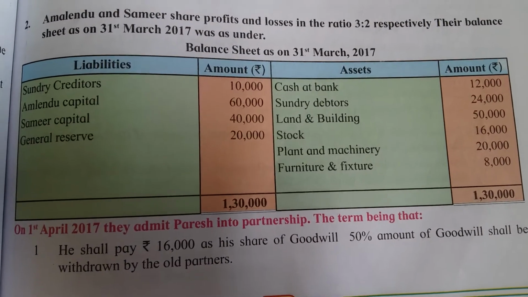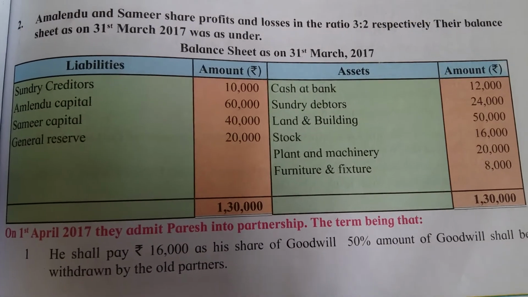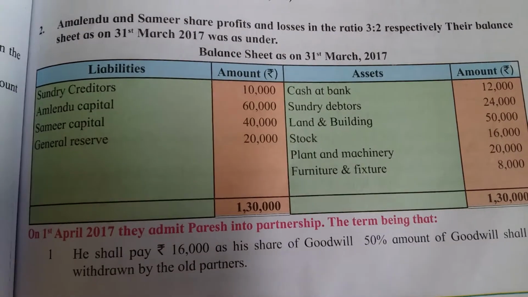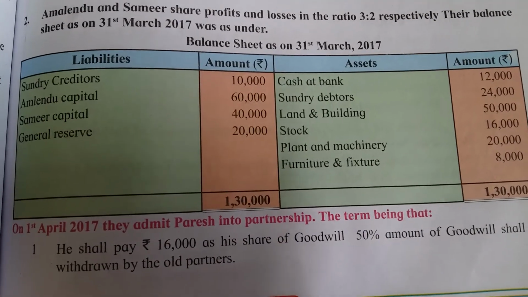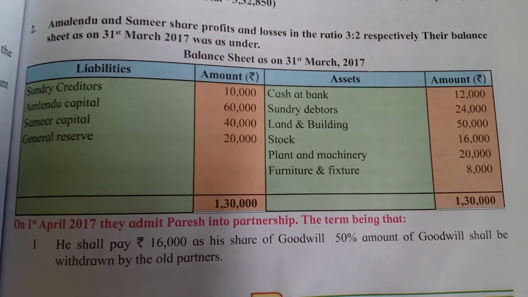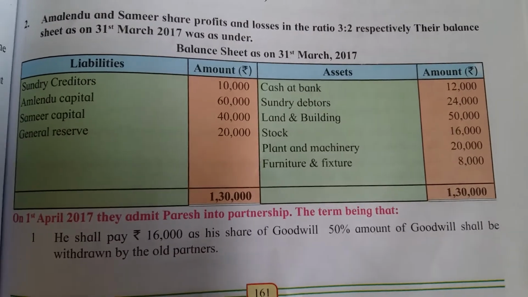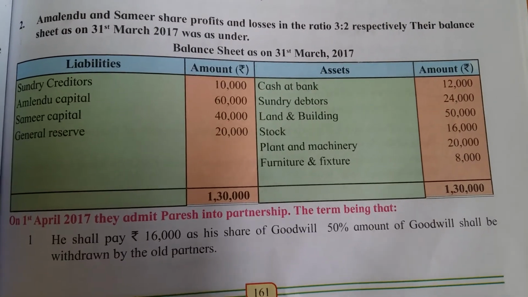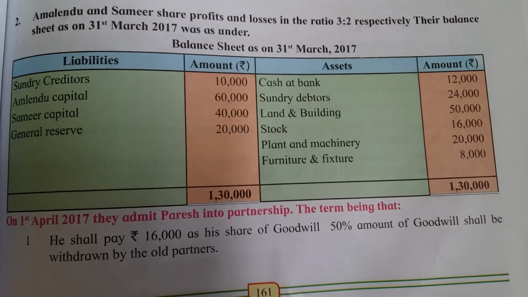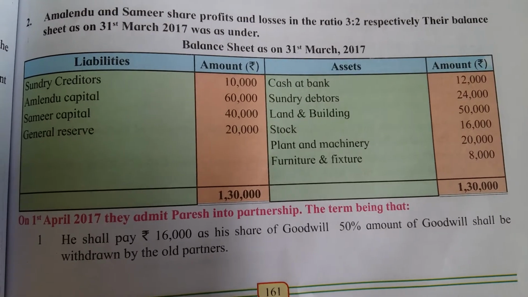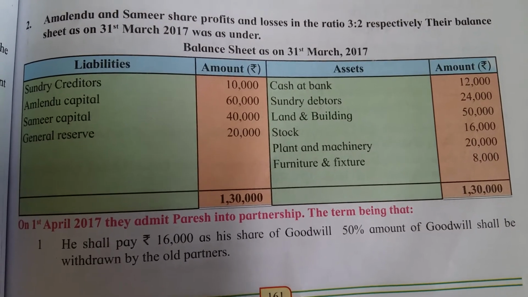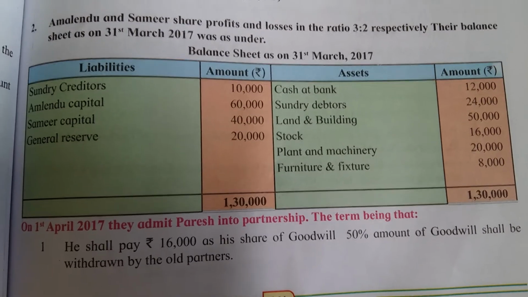So students, we will start with the solving of a question from the exercise given in the textbook page number 161 under the chapter Admission of a Partner. See the question I am reading out. Almendu and Samir share profits and losses in the ratio 3:2 respectively. Their balance sheet as on 31st March 2017 is given.